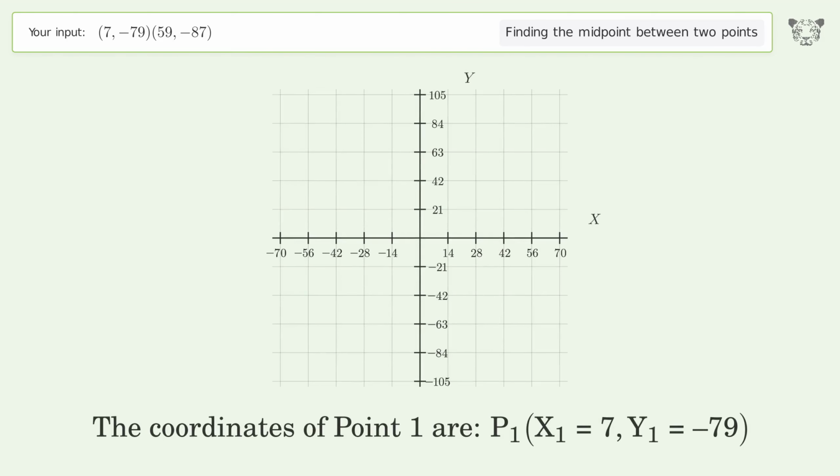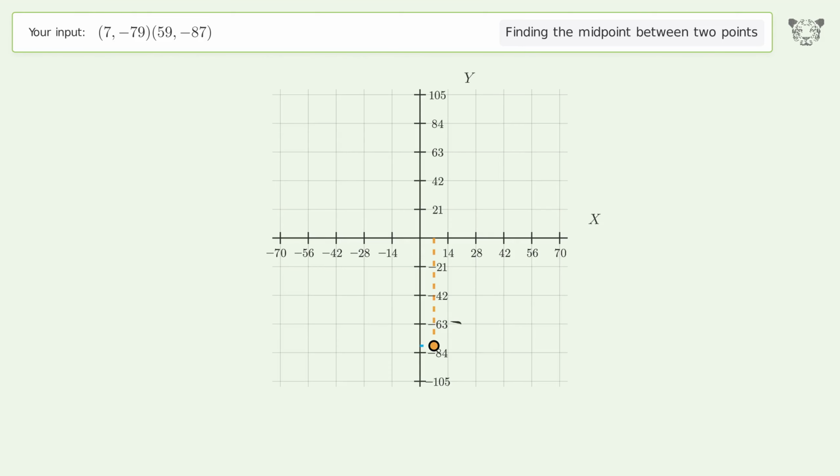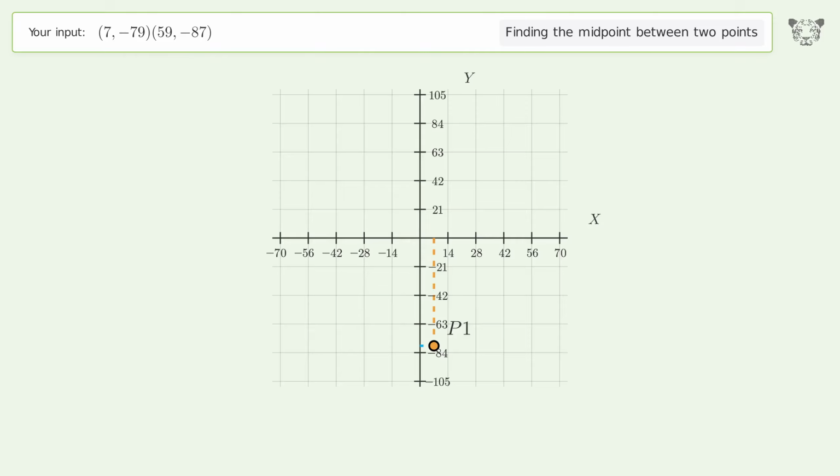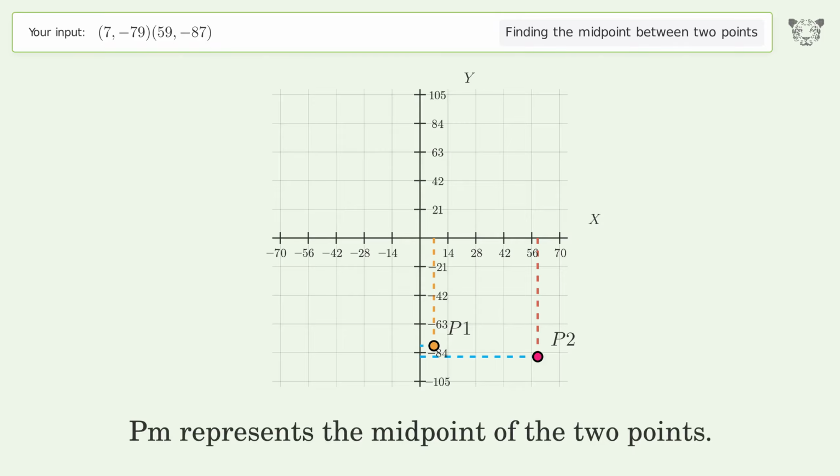The coordinates of point 1 are x1 equals 7, y1 equals negative 79. The coordinates of point 2 are x2 equals 59, y2 equals negative 87. PM represents the midpoint of the 2 points.